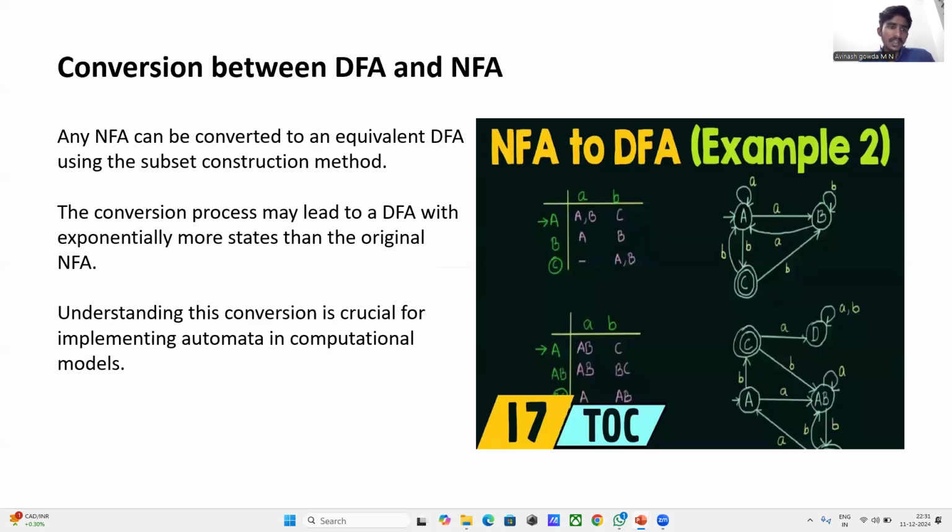Conversion between DFA and NFA. Any NFA can be converted to an equivalent DFA using the subset construction method. The conversion process may lead to a DFA with exponentially more states than the original NFA. Understanding this conversion is crucial for implementing automata in computational models.